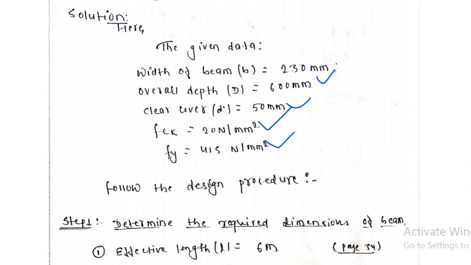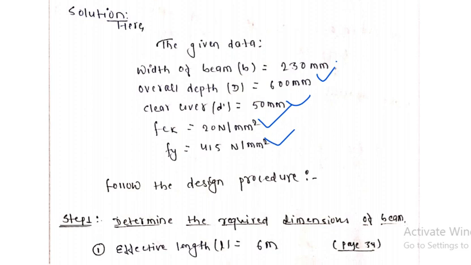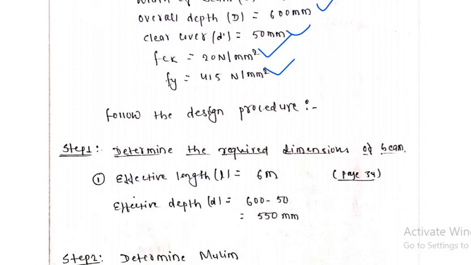So without wasting time, let's follow the design procedure. If you follow the design procedure, it is very easy to understand. As we did in the singly reinforced beam, in step 1 we calculate the required dimensions of the beam. Here also we need to calculate, but the width as well as the depth is given. We also need the effective length, but the effective length is also given in the question itself.